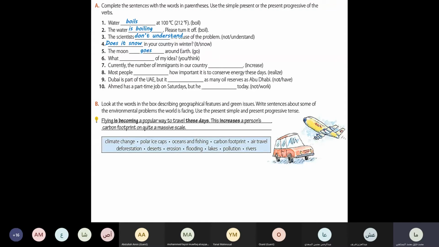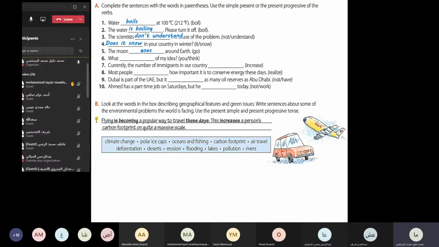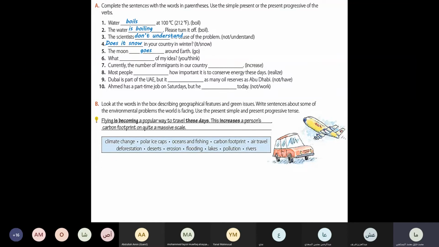Okay, what about number 6? Teacher, can I try? Yes, yalla. What do you think of my idea? Good. The verb think means believe. It doesn't take the ing form. It is a stative verb, so we use what do you think? Good. What do you think of my idea?